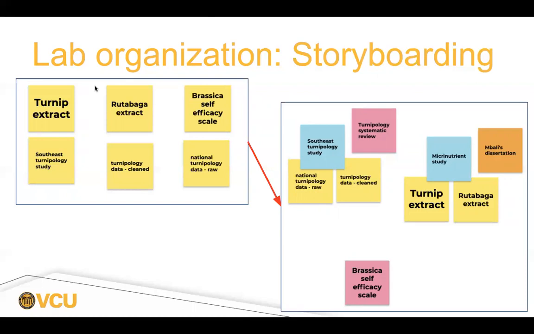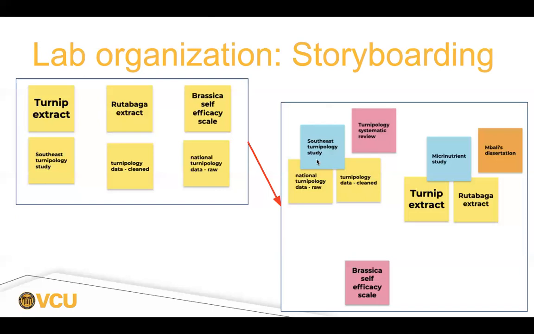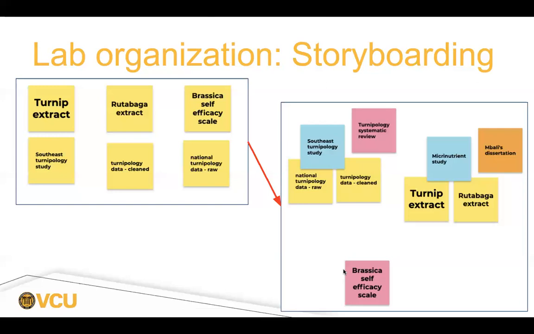And then on the right, after having brainstormed the different data sets I'm working with, the lab could come together and group them up, whether you're doing it with physical post-it notes or with virtual post-it notes like I have here. I've got one group here, the southeast turnipology study, and it includes the national turnipology and cleaned turnipology data sets and a turnipology systematic review. But then I've got the separate micronutrient study and someone's specific dissertation, Mbali's specific dissertation, and then a couple of extract data sets. And then I have a separate project that's kind of new, that's not attached to any of them, this Brassica self-efficacy scale.